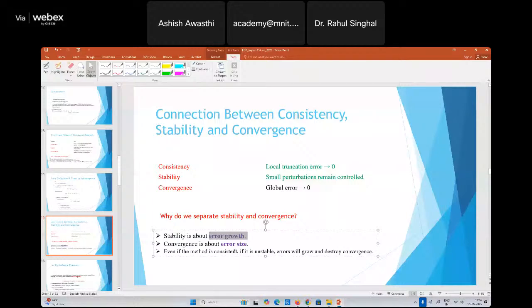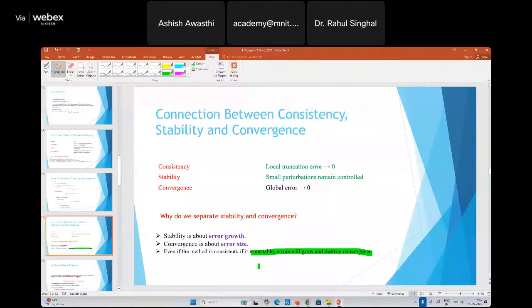Even if the method is consistent, if it is unstable, this is important, look at this line. If the method is consistent but not stable, meaning unstable, the error will grow and destroy the convergence. So convergence may not be guaranteed. It may or may not be there. So both should be there.